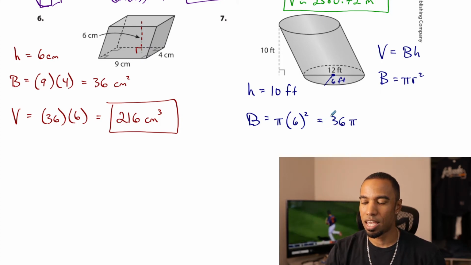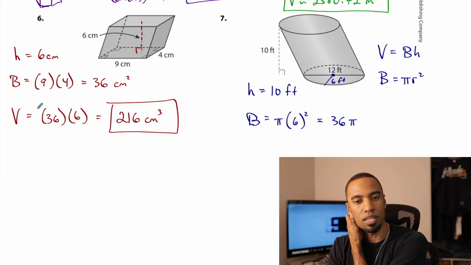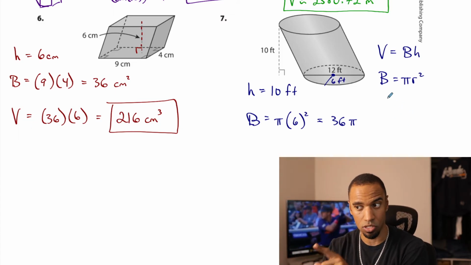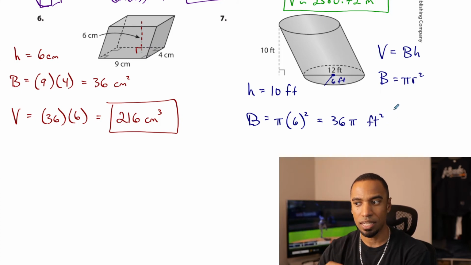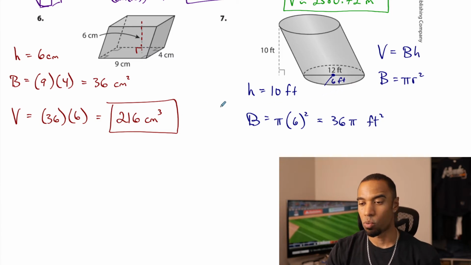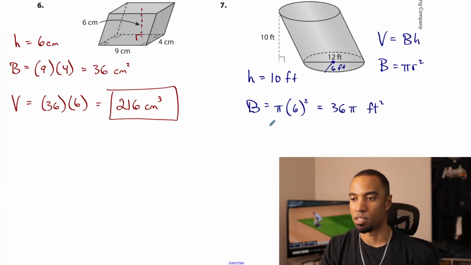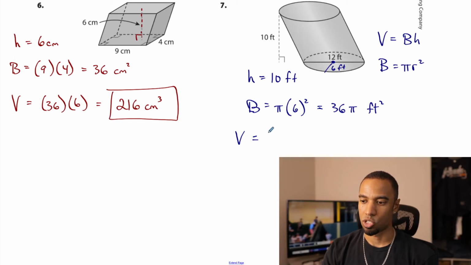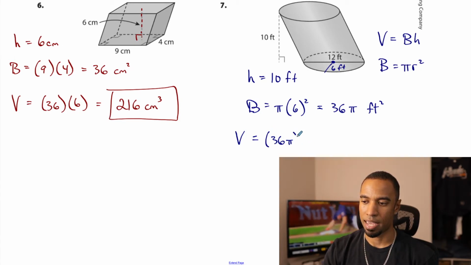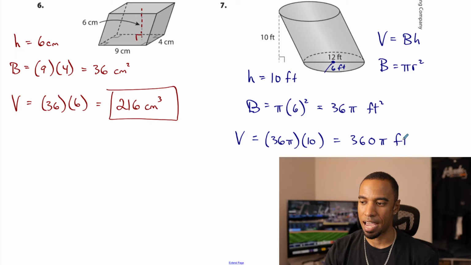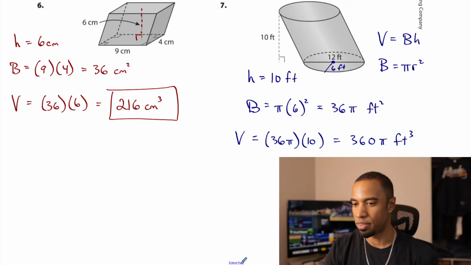And like I said with that trig stuff from before, it's better to write an exact answer before rounding it. So I'm going to leave this as 36 pi for now. I don't want to round early. That's part of my shtick right there. So the volume, area of base times height, is going to be 36 pi times 10, which is 360 pi cubic feet as an exact answer, but they want us to round that.